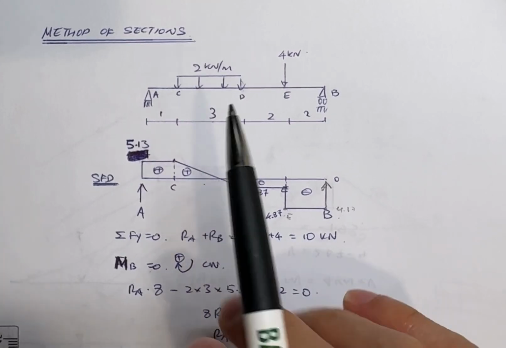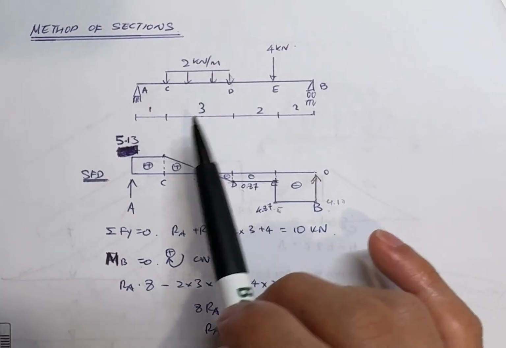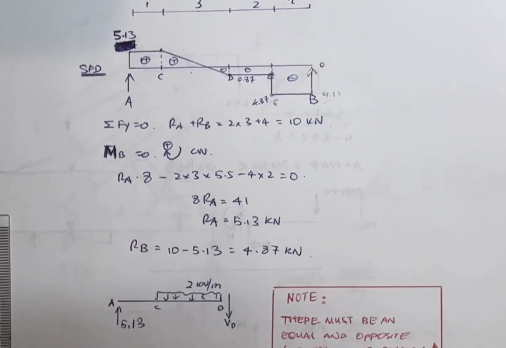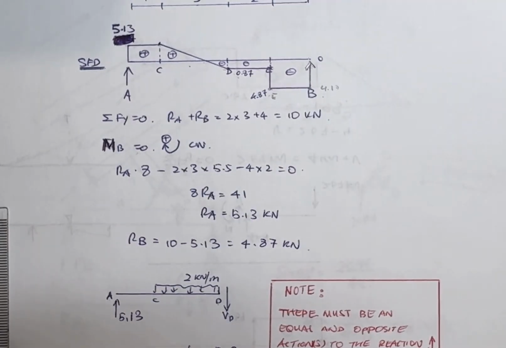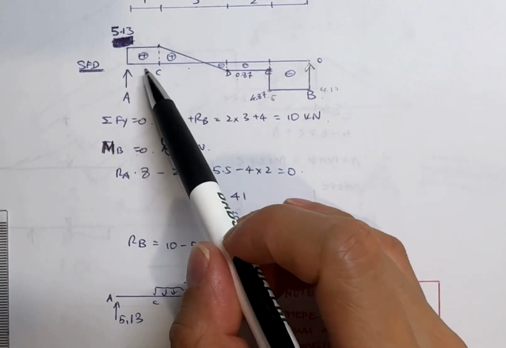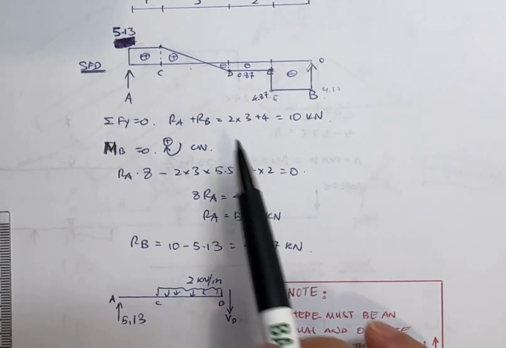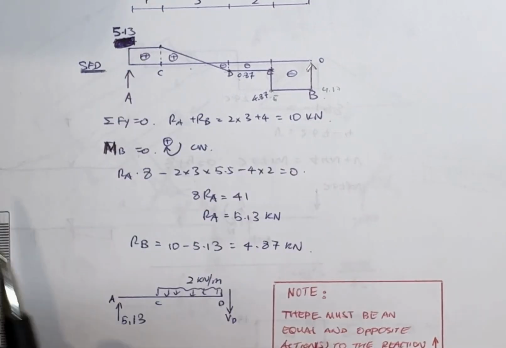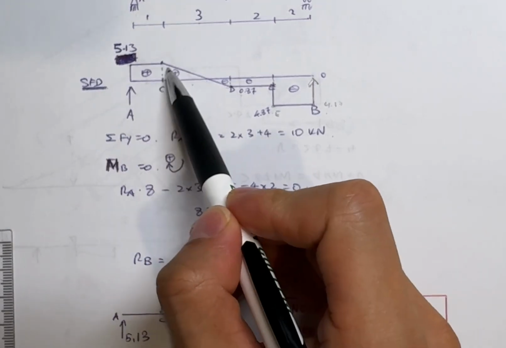For example, in this case here, we've got a UDL and a point load along the beam, and by using equilibrium equations, we can quickly solve the reactions for A and B. But the question is, when we start drawing the shear force diagrams, we know from the equilibrium equations the reaction at point A is 5.13 kilonewtons. And we can draw a straight line to point C because there is nothing in here.